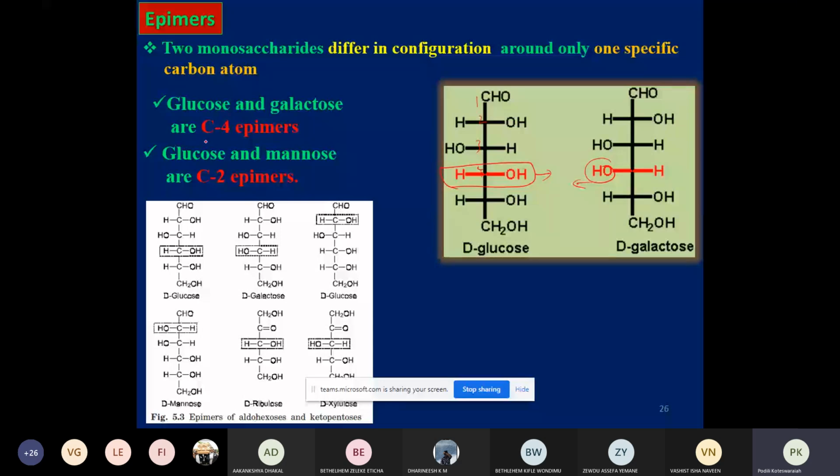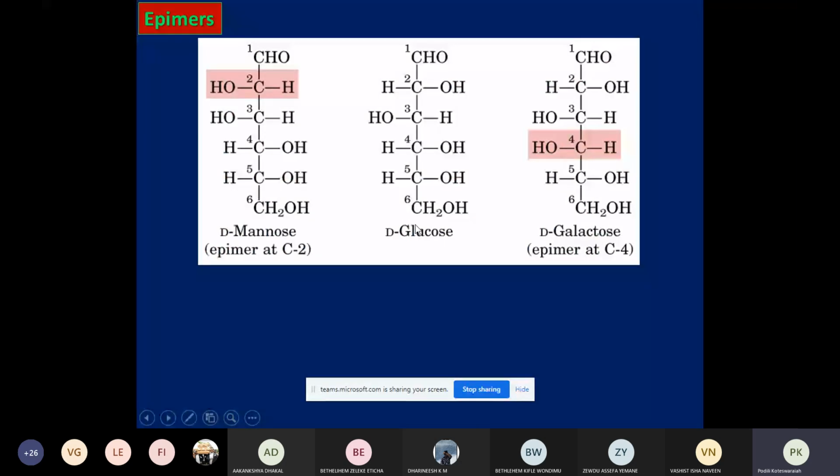In the same way, glucose and mannose are C2 epimers. You can see here, this is glucose and this is mannose. They differ from one another only at carbon 2, so they are known as the C2 epimers. To recap, glucose and galactose are C4 epimers, and glucose and mannose are the C2 epimers. They differ from one another only at carbon 2.